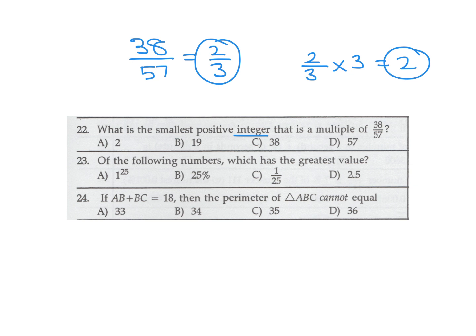Of the following numbers, which has the greatest value? So this is 1. This is 0.25. This is 0.04. So therefore, obviously, 2.5 is the biggest one of the answer choices.